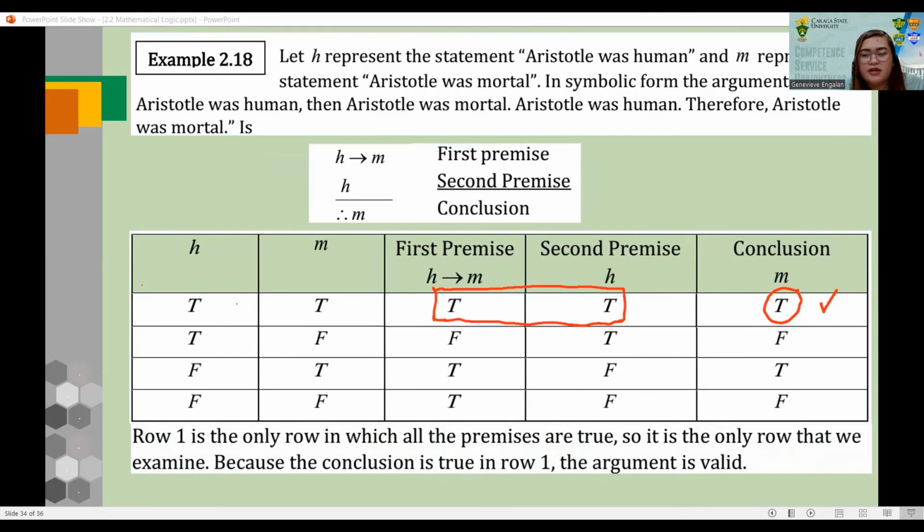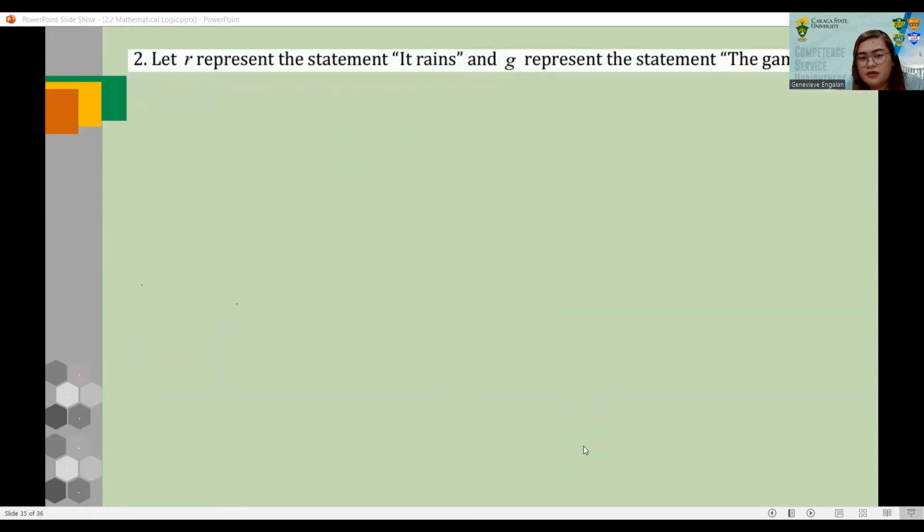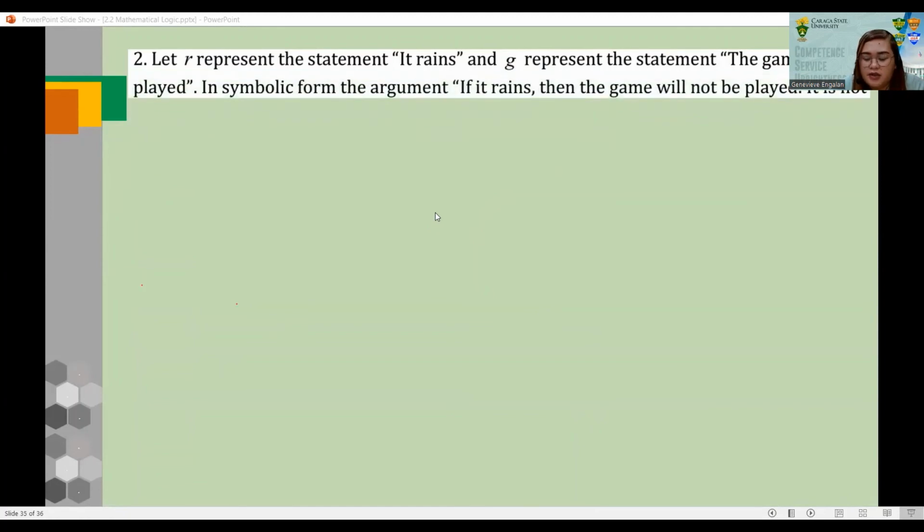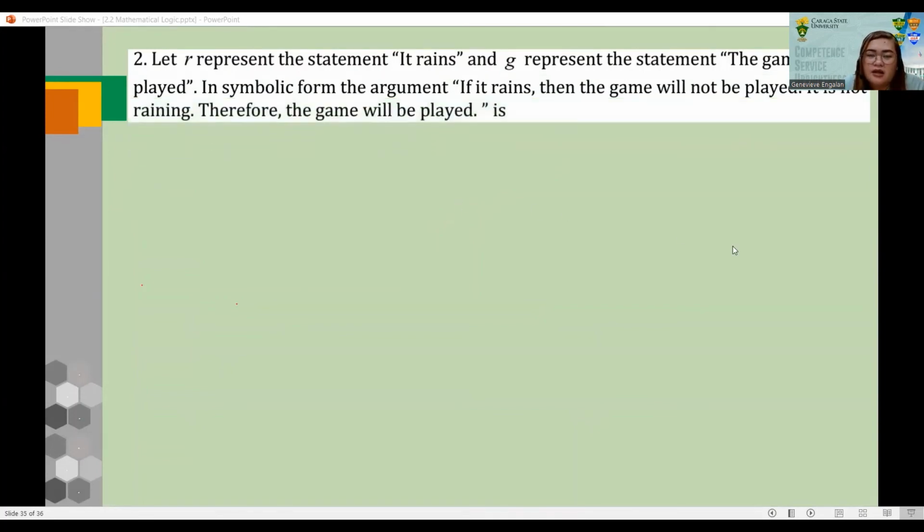So let's have another example. Let R represent it rains and G represent the game will be played. So in symbolic form, the argument: if it rains, then the game will not be played. Then, it is not raining. Therefore, the game will be played.